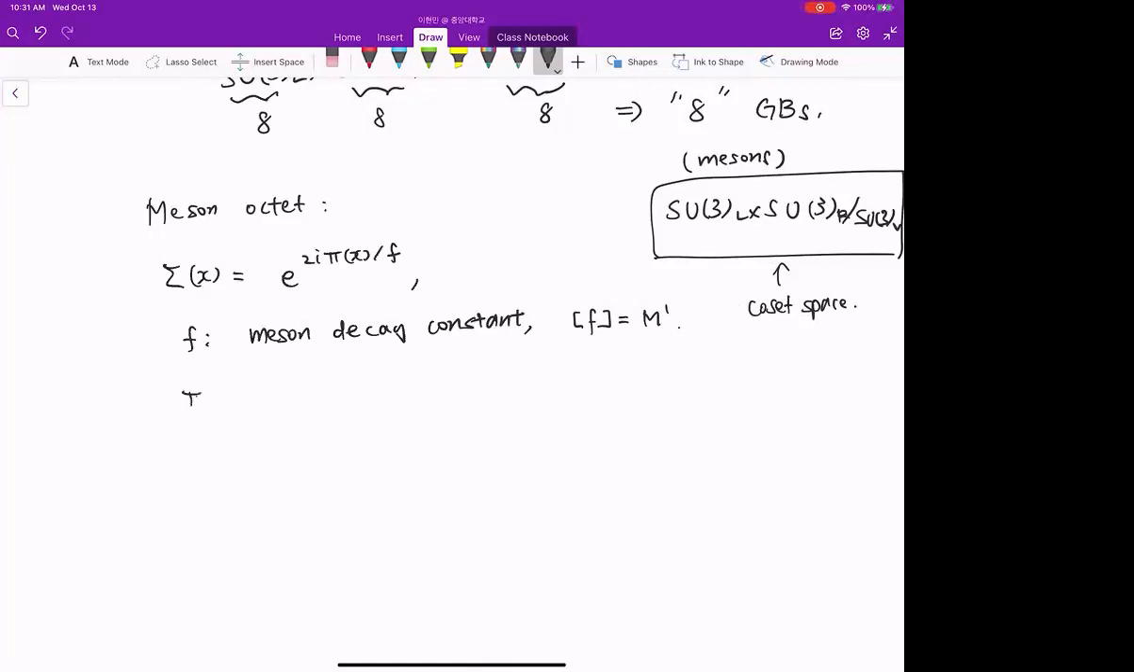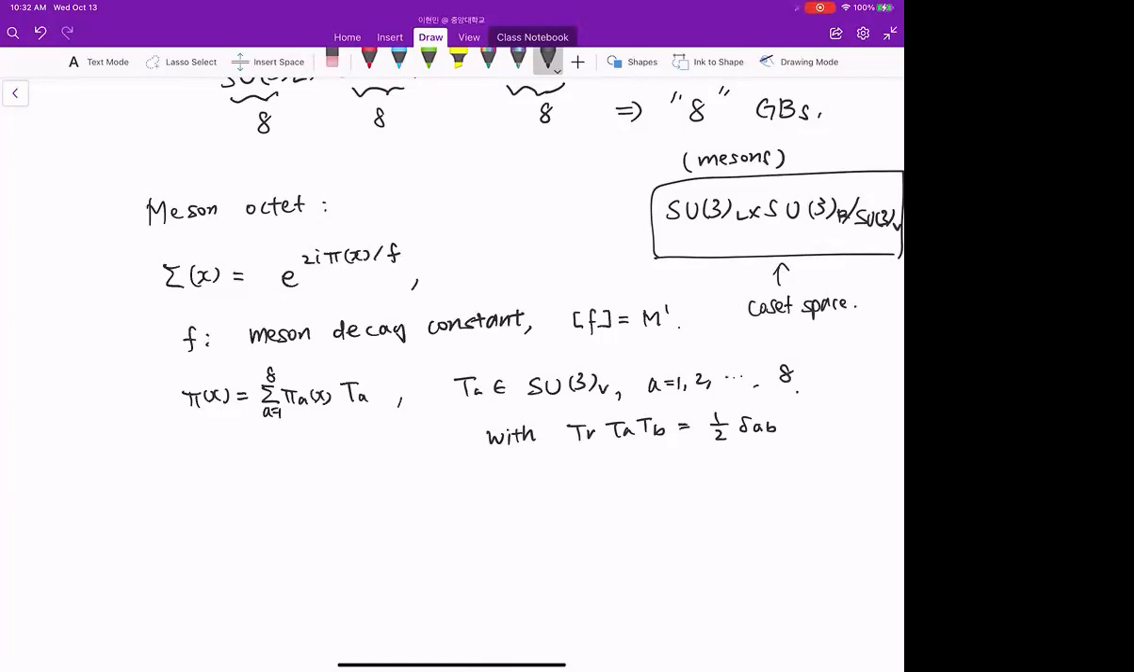And this pi is a matrix, given by this, a sum over all the generators. T^A are the broken generators belonging to the vector, SU(3)_A vector, diagonal subgroup. There are eight of them, and these generators satisfy a certain normalization condition, which is given by this one.